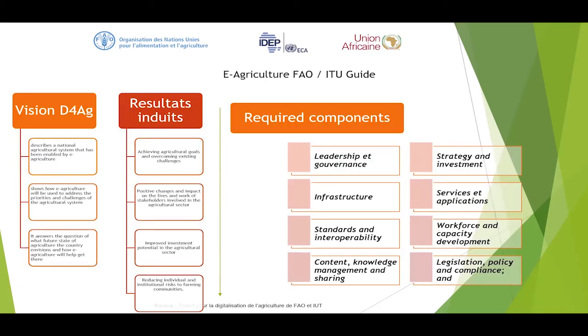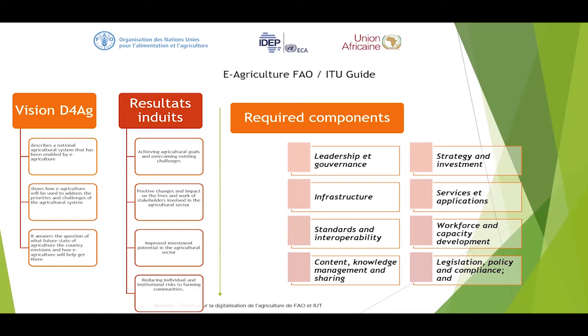So this is the vision for digital for agriculture. It describes a national agricultural system that has been enabled by e-agriculture. And this is for each country. And then it shows how e-agriculture will be used to address the priorities and challenges of the agricultural systems. So these challenges are identified, and then this vision for digital for agriculture shows how those challenges will be addressed. And then it answers the questions of that future state of agriculture the country envisions, and how e-agriculture will help get there. So the whole point is about digitizing agriculture, really, because agriculture has existed and continues to exist, but how its application and use is made easier for the farmers, for the practitioners across the value chain is what the digital aspect helps with.